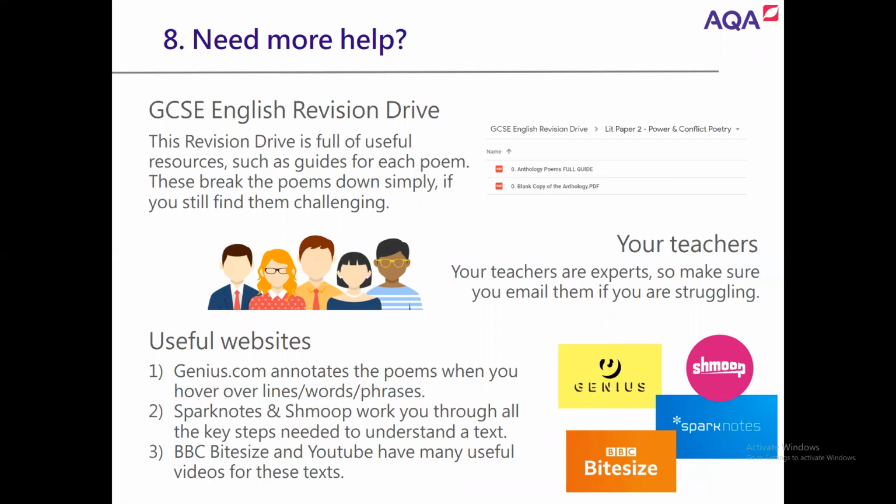And then there are some useful websites. Genius.com is really good. What it does is if you hover over a word or phrase in the poem, it will annotate it for you and it gives you information about the key words and what people have thought about the meanings and things like that. It's really good. So if you just type into Google Genius Ozymandias, it'd come up. SparkNotes and Shmoop are also good revision websites. They walk you through the steps needed to understand the text. And then there's also BBC Bitesize and YouTube, which have useful videos as well.